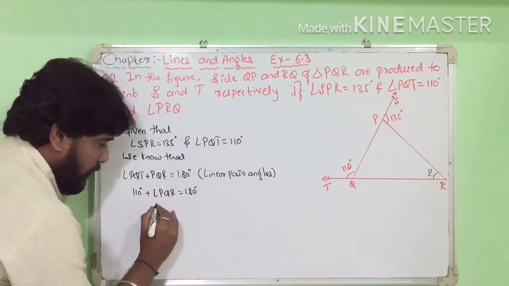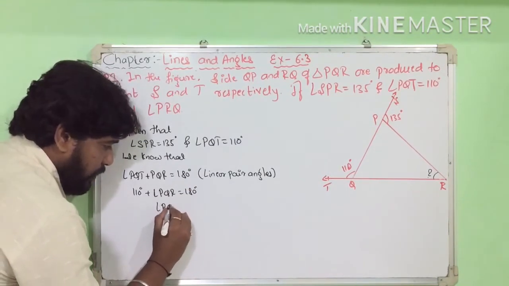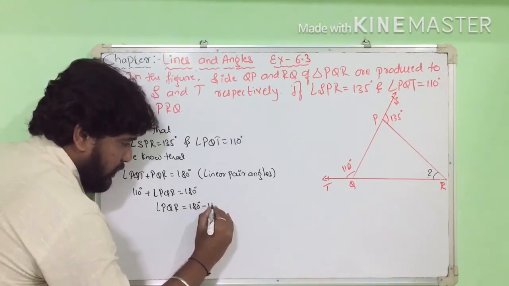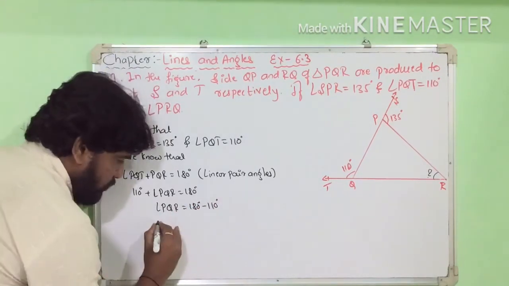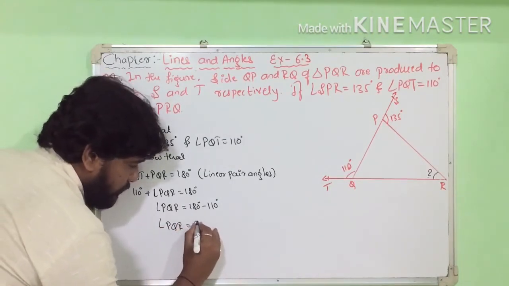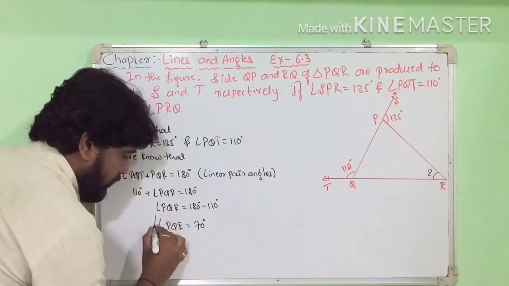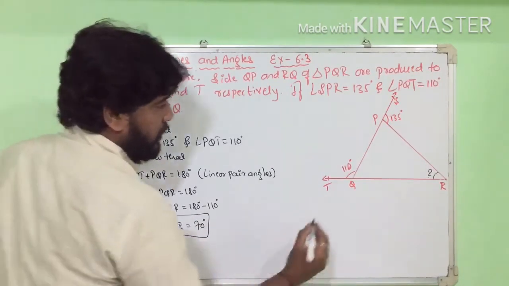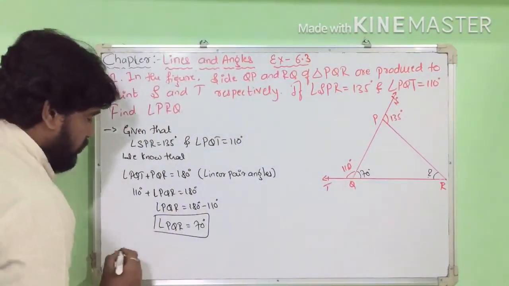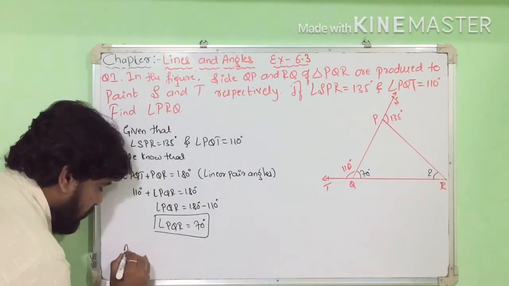110 comes to this side, it becomes a minus. Angle PQR is equal to 180 minus 110. So angle PQR is equal to 70 degrees, right? So this angle is 70 degrees.